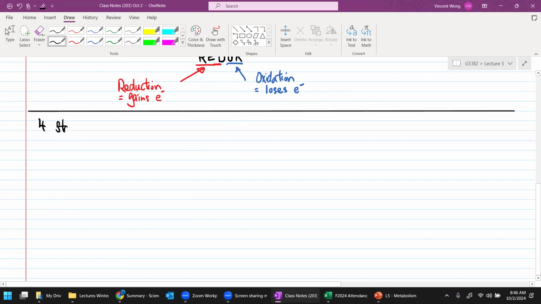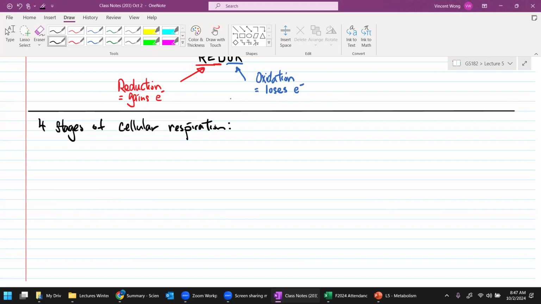4 stages of cellular respiration. It turns out, even though when we write the overall equation, it's just one equation, glucose, oxygen becomes carbon dioxide and water, but it actually does not happen in a single step, okay? It's broken down into 4 different stages, and within each stage, there are multiple steps as well, okay?